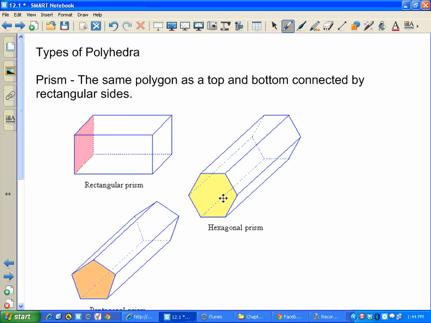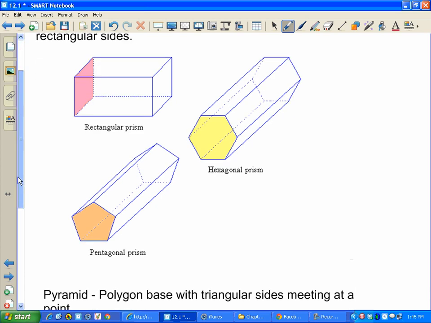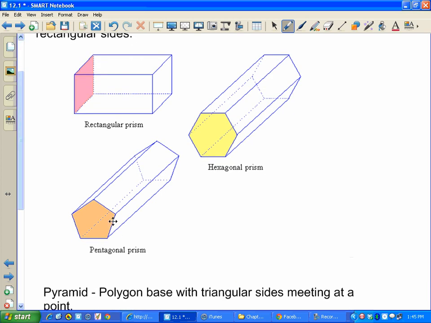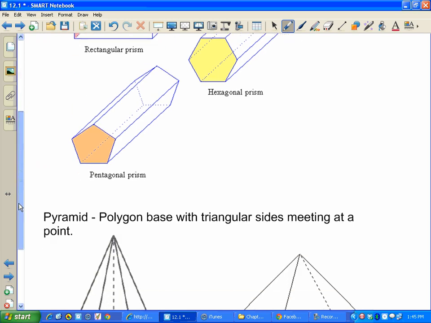This hexagonal prism, it does matter which way you turn it. So the hexagons are my bases, and then I've got rectangular sides that connect all the sides of the bases together. Here's a pentagonal prism. Okay, so I've got pentagons top and bottom, and then I've got rectangular sides. So I could have a nonagonal prism, a 9-sided base on top and bottom.